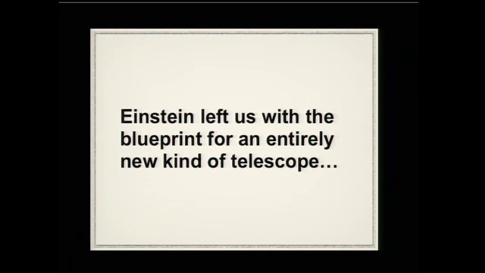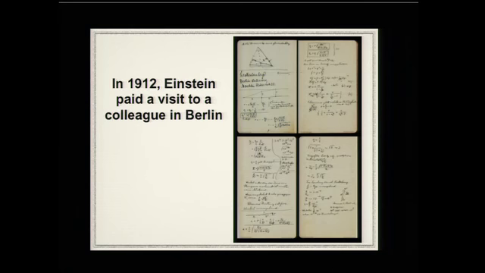And what I want to tell you about today is that Einstein himself, with his equations, left us with a blueprint for an entirely new kind of telescope, something that doesn't detect light in a sense. And there's a really great story that goes with this. So back in 1912, Einstein was working on his theory of general relativity.